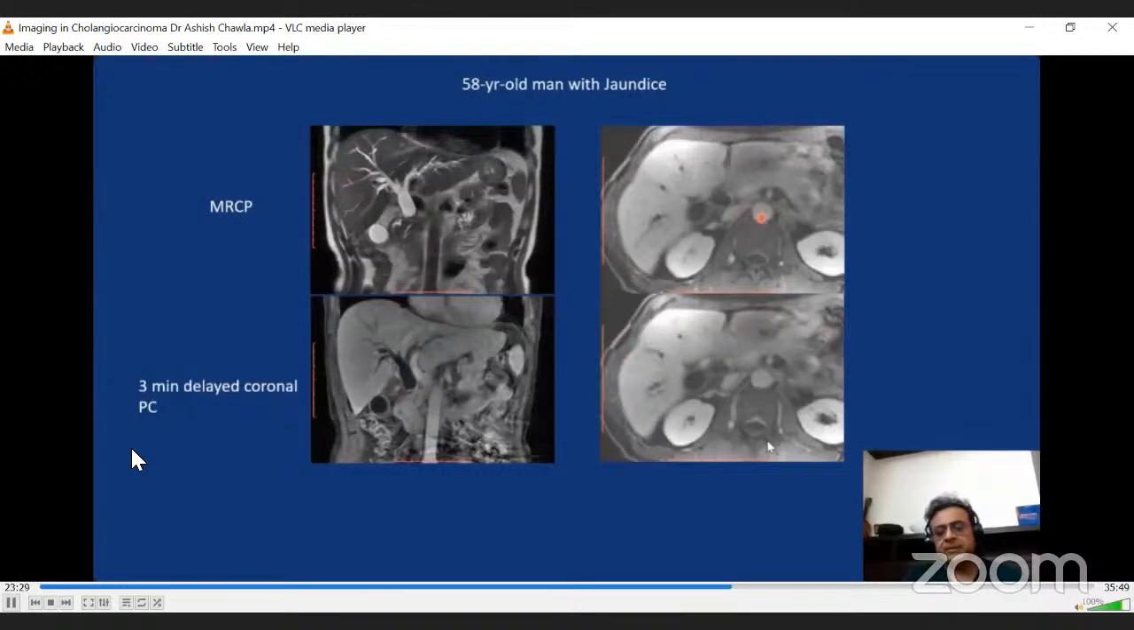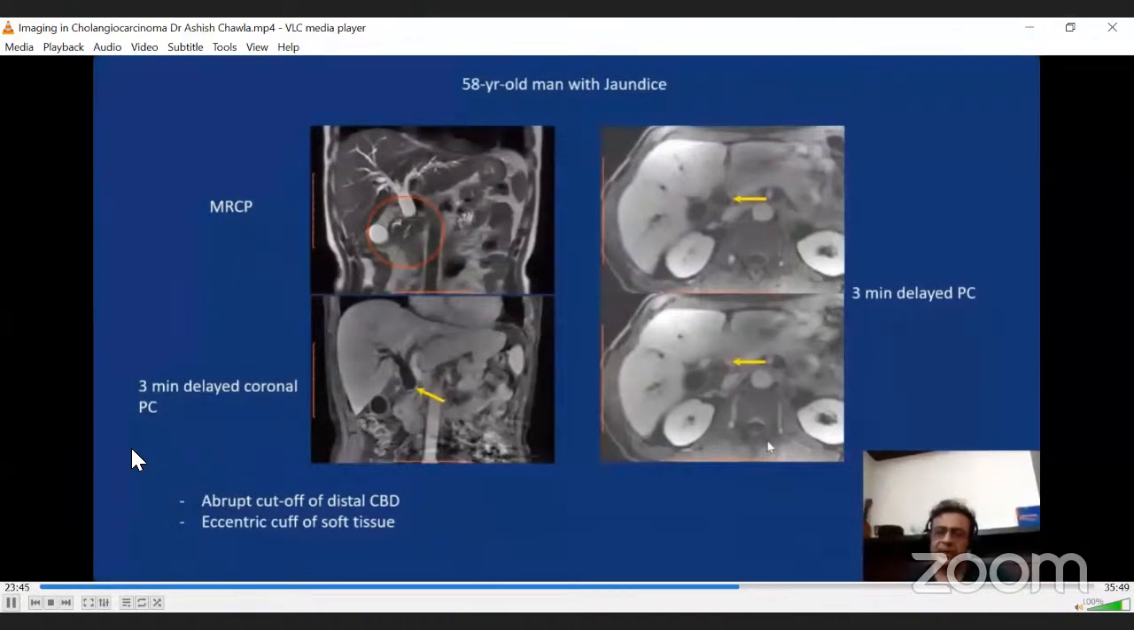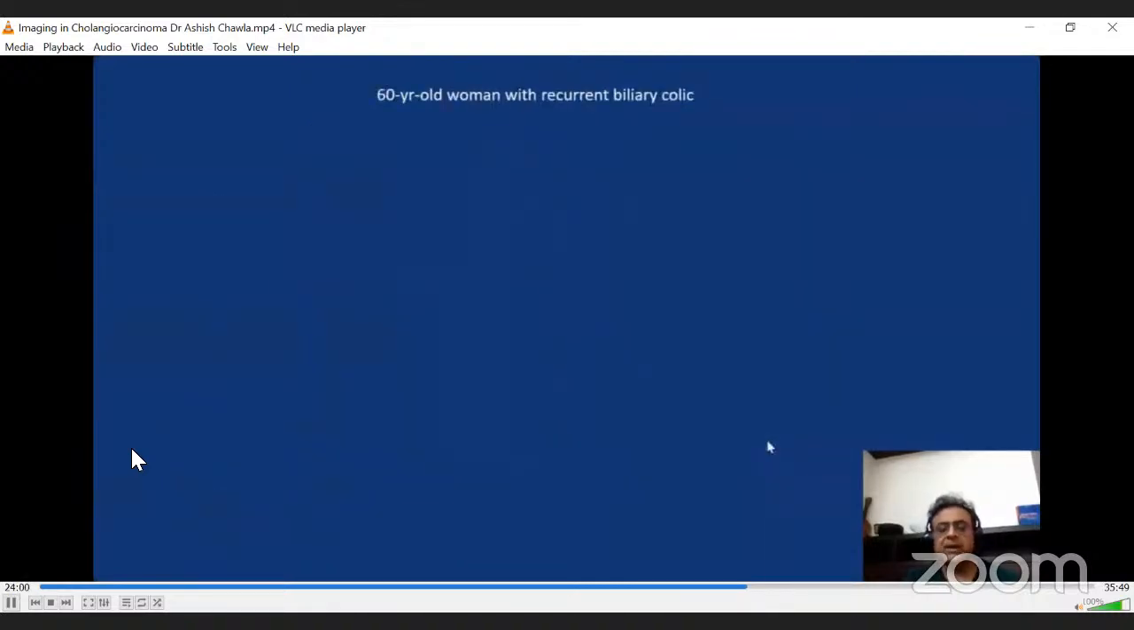Axial post-contrast delayed images are useful, showing an eccentric soft tissue nodule in the region of the stricture, quite well seen here. So in this patient, since there are two pieces of evidence suggesting malignancy, you can comfortably call it a cholangiocarcinoma, which is usually confirmed by ERCP. So this was confirmed after we gave the diagnosis of cholangiocarcinoma.